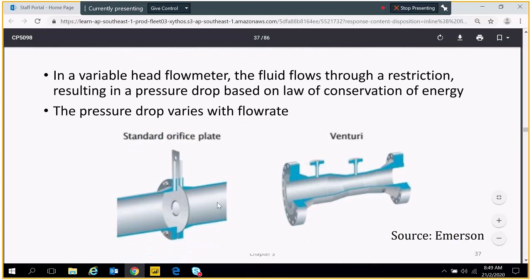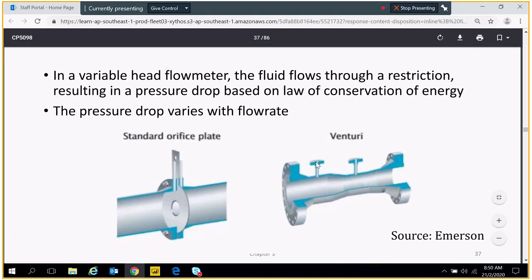Now this one is the standard orifice plate. This is the venturi. Remember that for the venturi, the fluid is coming in from the left side. This is P1. This is P2. This one is known as a pressure tap. This is the upstream pressure tap. This is the downstream pressure tap.